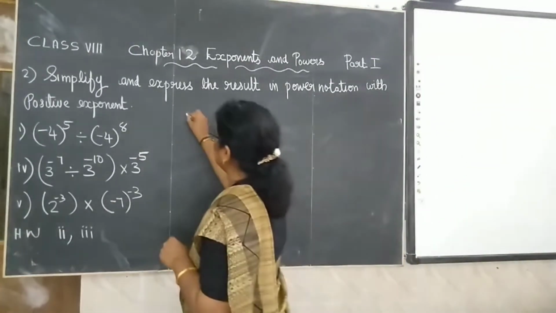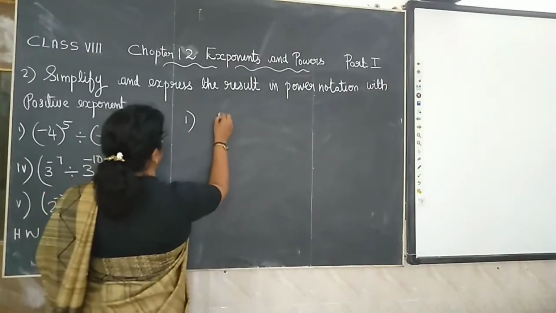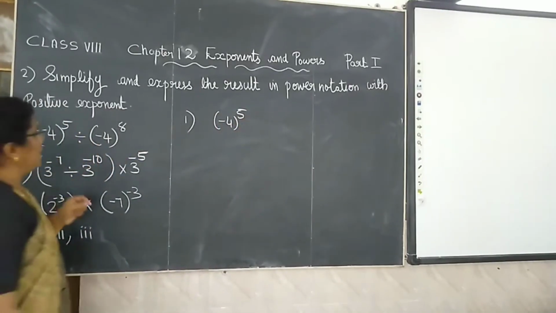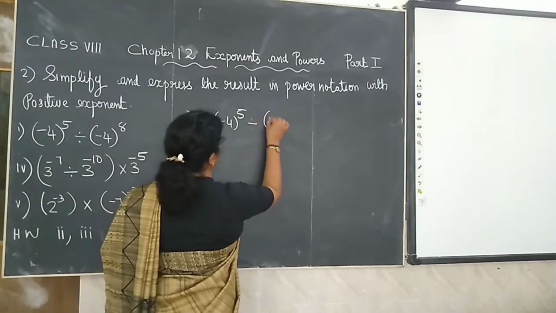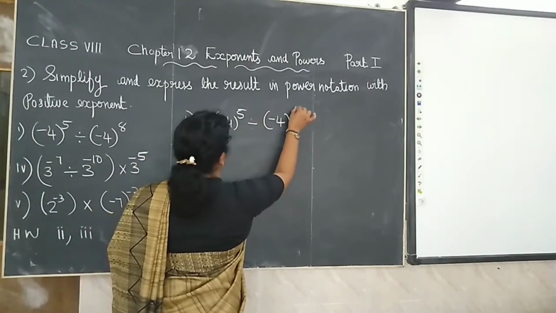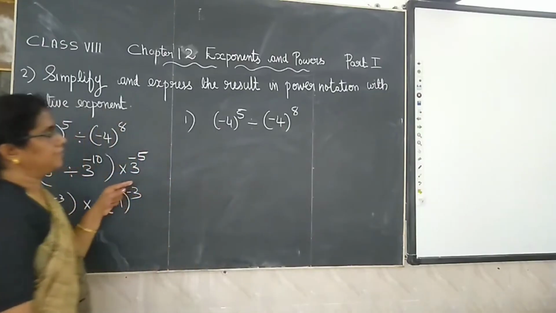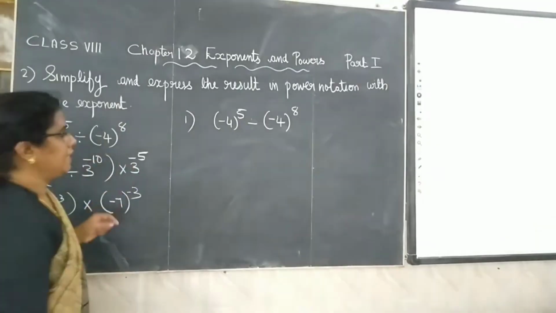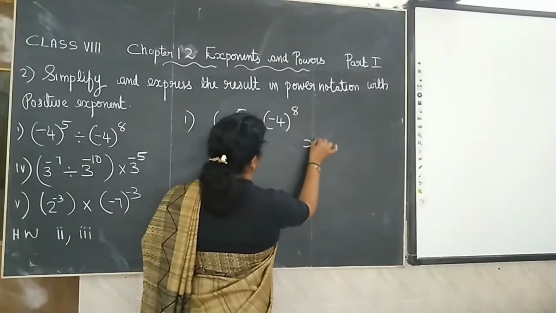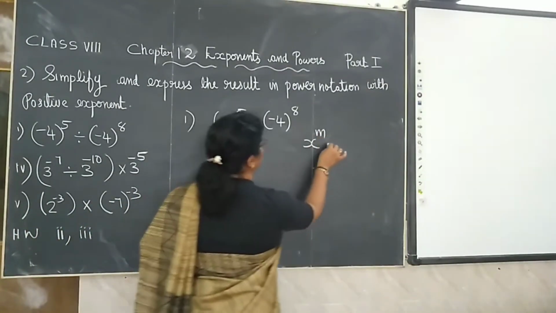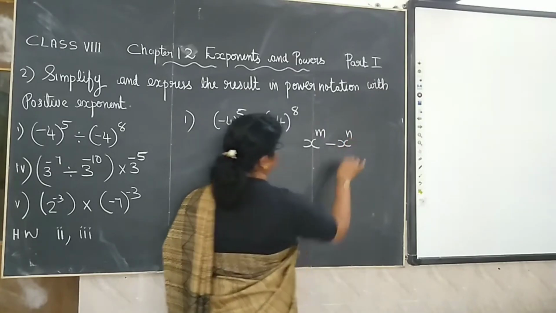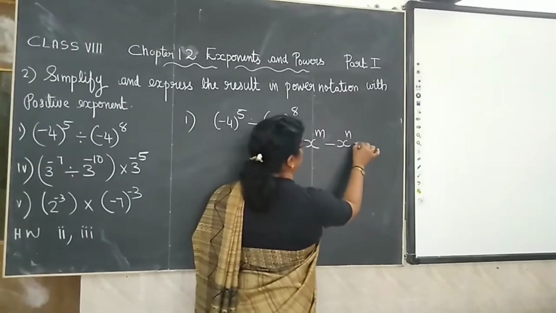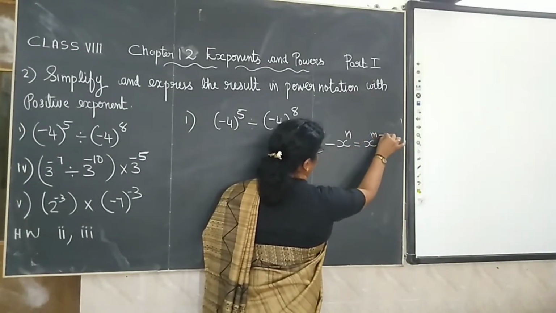That is (minus 4) raised to 5 divided by (minus 4) raised to 8. Here, this is of the form x raised to m divided by x raised to n. X raised to m divided by x raised to n is equal to x raised to m minus n.